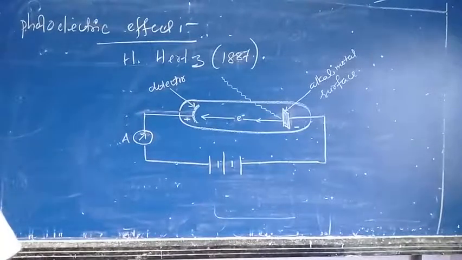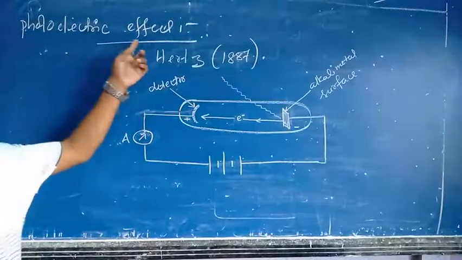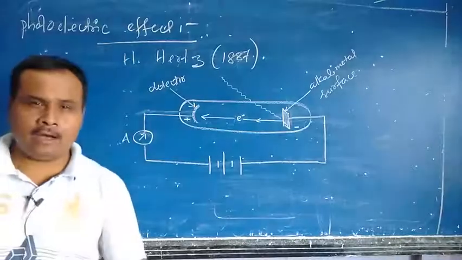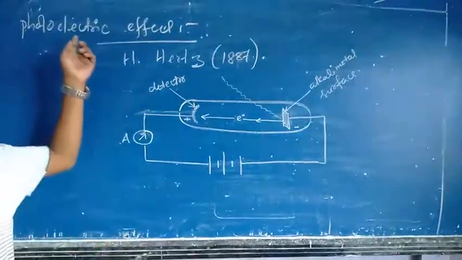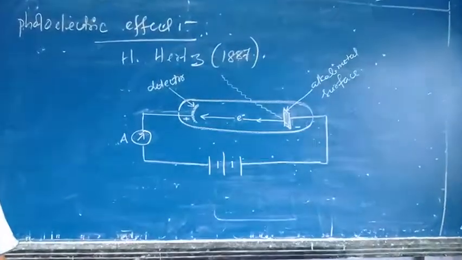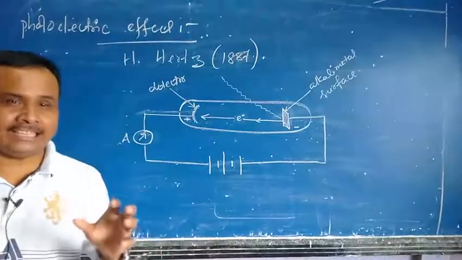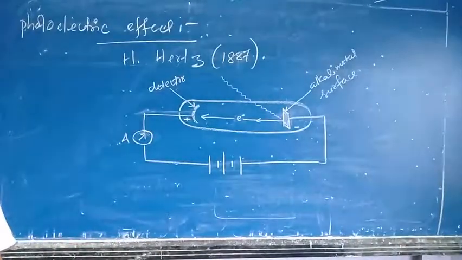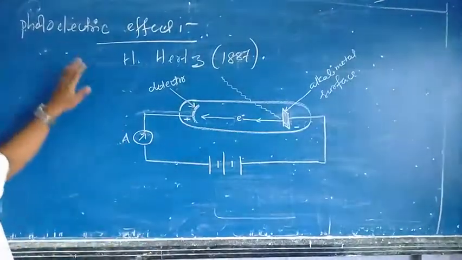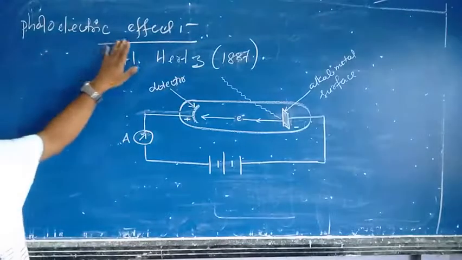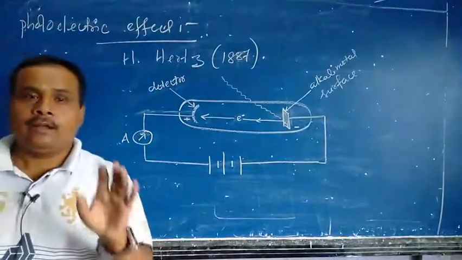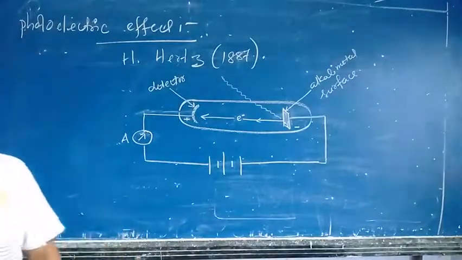So next we are going to discuss the photoelectric effect. Photoelectric effect is a phenomenon that supports the particle nature of electromagnetic radiation. According to Planck's quantum theory, radiation consists of particles. Regarding the particle nature of electromagnetic radiation, which phenomenon supports it? Photoelectric effect. This phenomenon supported that radiation consists of particles.